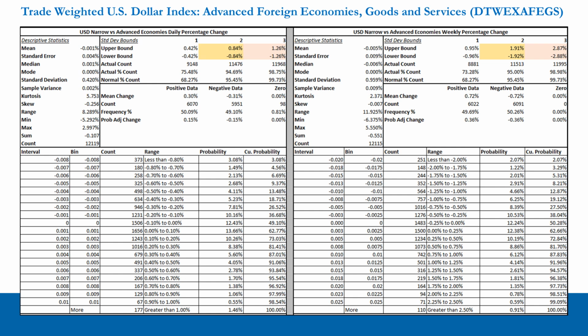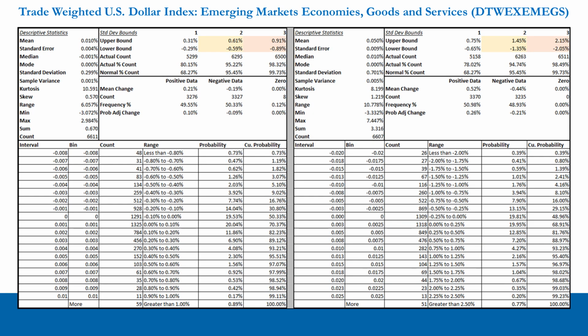We can do that as well for the AFE index, so the Advanced Foreign Economies Index. Have a look at our standard deviation moves for daily and weekly data. And we can do that for the emerging markets economies as well. So the US dollar index, EME index, and we look at the 1, 2, and 3 standard deviation moves to determine for each of these indices what is a normal move on a daily basis and on a weekly basis, and what is an abnormal move on a daily and weekly basis. And we look to this for trends and turning points.